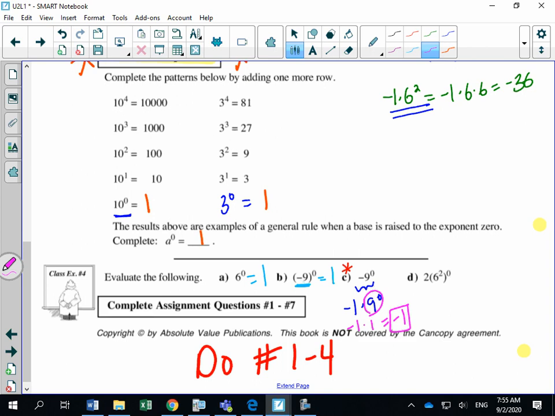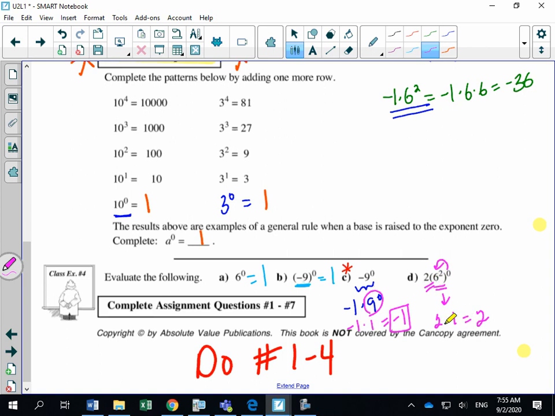Okay, let's look at D. This bracket is to the power of 0. So what that means is this bracket to anything to the power of 0 is going to be 1. Okay? But in front of that bracket, there's a 2 there. So 1 times 2 is equal to 2. So that would be the answer. So again, this bracket to the power of 0 is going to give you 1, and then bring down that 2. 2 times 1 is 2.